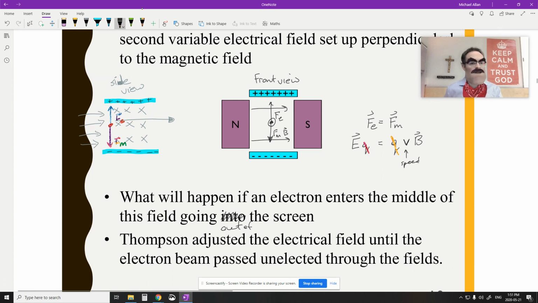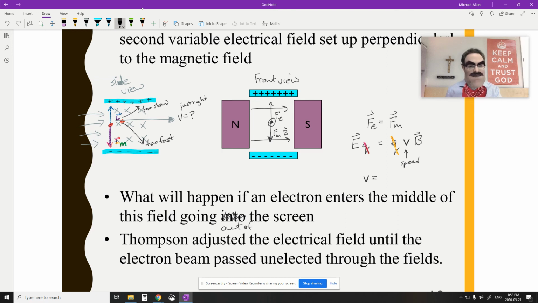So he rearranged this equation here, to solve for V. That's what he wanted. He wanted to know how fast these ones are going that are undeflected. The ones going too fast go down, the ones going too slow go up. This one here is just right. It goes right undeflected, and then goes into the next part of the experiment.